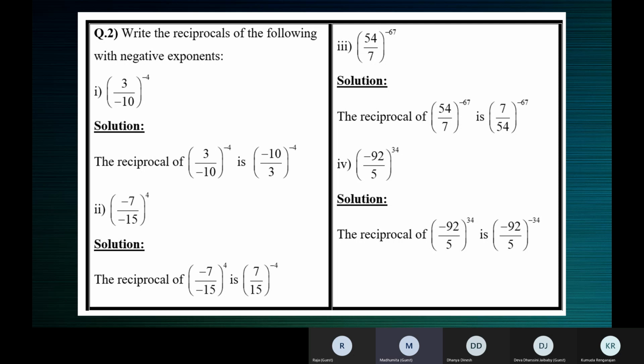Excuse me, ma'am. Yes, Madhumita. In the second question, why does the reciprocal become 7 by 15 to the whole power minus 4, ma'am? It's supposed to be minus 7 by minus 15 to the power minus 4, no, ma'am? Yeah, you can cancel out the minus signs. Okay, ma'am. Minus in the numerator and denominator gets cancelled.